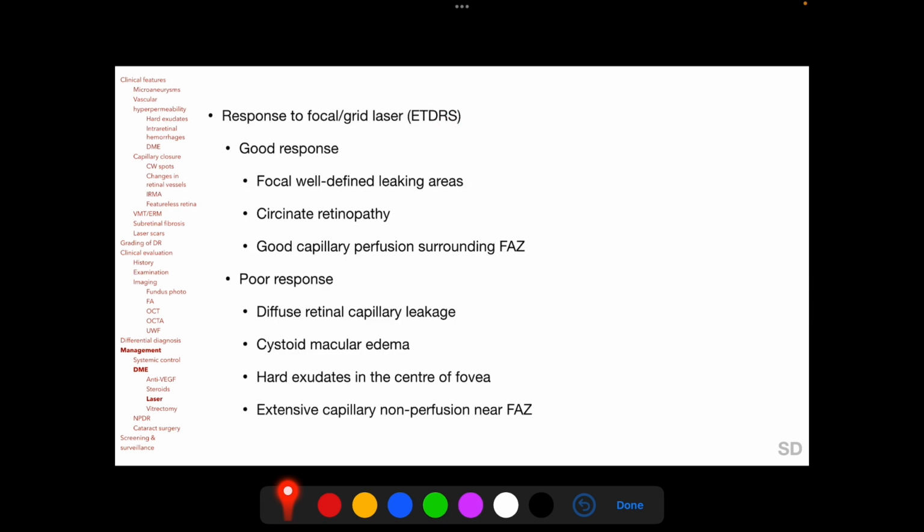According to ETDRS, good response to focal and grid laser treatment is obtained in patients with focal and well-defined leaking areas, circinate retinopathy, and good capillary perfusion surrounding the foveal avascular zone. The response to focal and grid laser is poor in patients with diffuse retinal capillary leakage, cystoid macular edema, hard exudates in the center of the fovea, and extensive capillary non-perfusion near the foveal avascular zone.